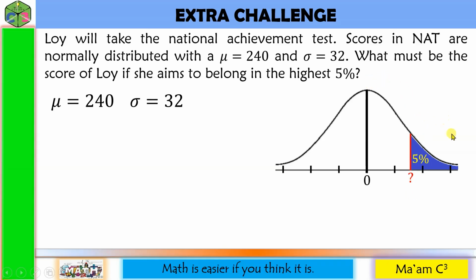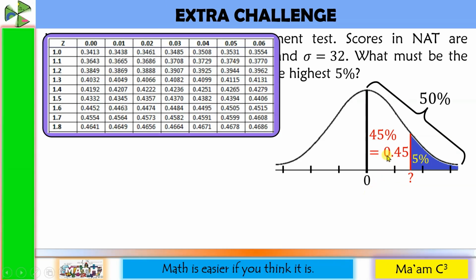Now, we all know that half of a normal curve is 50%. So this means this portion here is 50% minus 5%. That is 45% or 0.45. Now, we are going to look for this in our z table. Let's look for an area. So here, we are going to focus our eyes here. These are the areas. So 0.45. Let's look for 0.45.